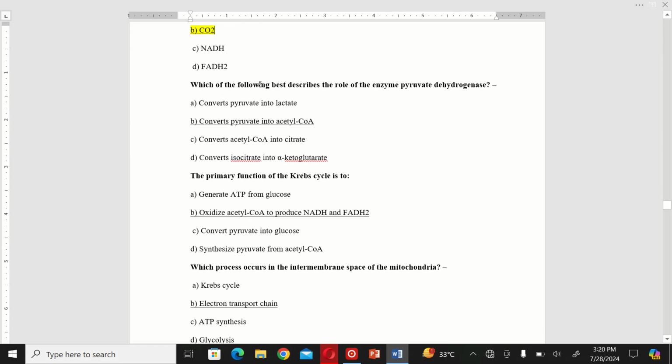The next MCQ: which of the following best describes the role of the enzyme pyruvate dehydrogenase? A. Converts pyruvate into lactate. B. Converts pyruvate into acetyl coenzyme A. C. Converts acetyl coenzyme A into citrate. D. Converts isocitrate into alpha ketoglutarate. So the correct option is B.